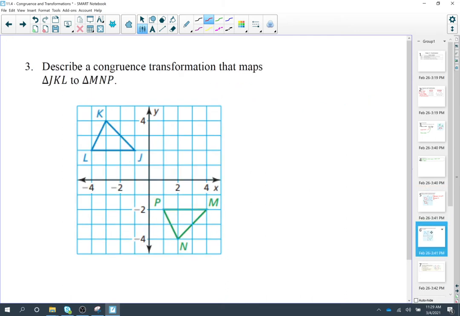Number 3, describe a congruence transformation that maps triangle JKL to triangle MNP. So starting out, once again, we're going from blue to green. I'm thinking, well, this guy's upside down. So I'm going to reflect him, but this time over the x-axis because I want him to reflect down. So J will reflect down here, L will reflect down here, and K will reflect down here. And we'll be looking at this figure.